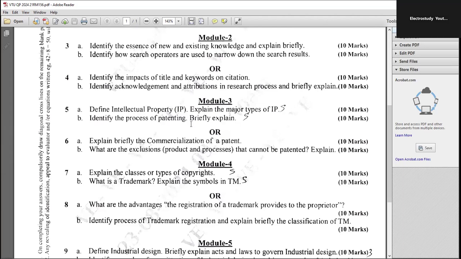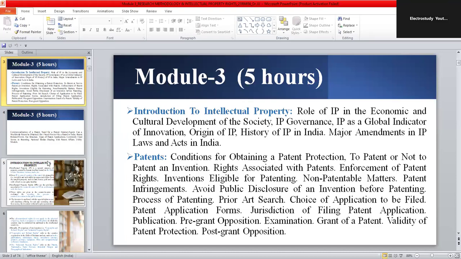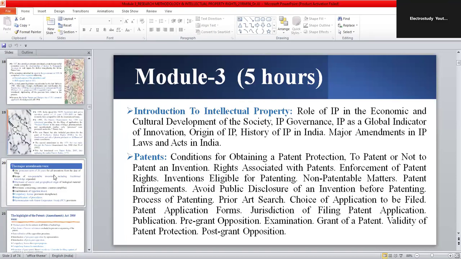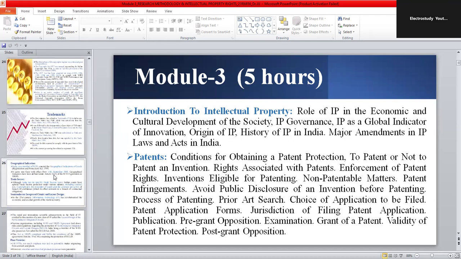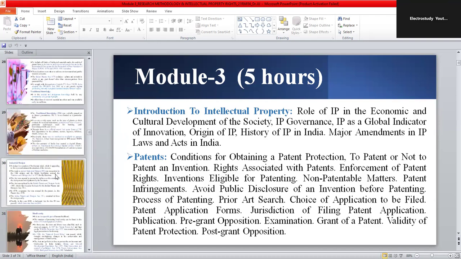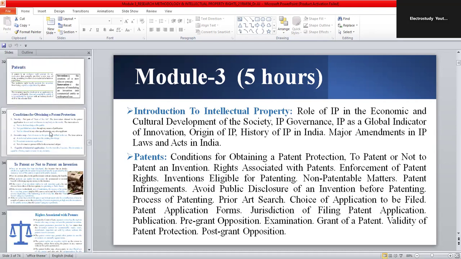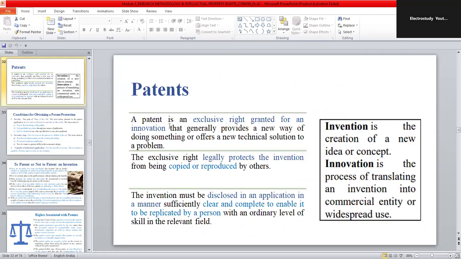Identify the process of patenting. Briefly explain. Let me explain the process of patenting. When you want to explain the patent process, I think it's always better to have a flow chart. Let me show you the flow chart which is applicable to the patent process. First of all, you can write what is a patent, a general definition, the meaning of a patent.